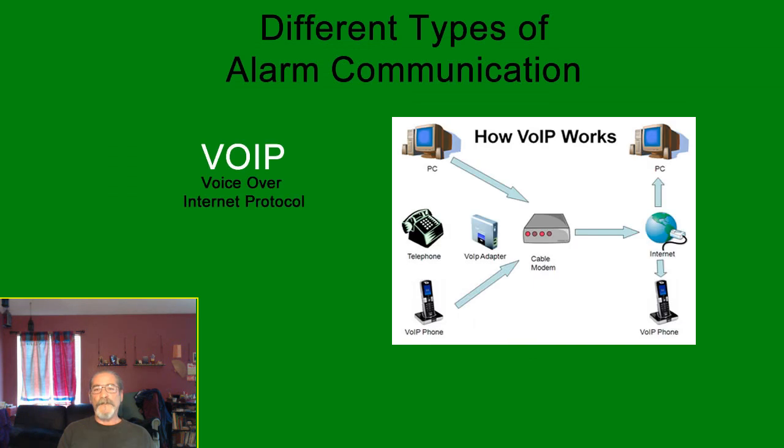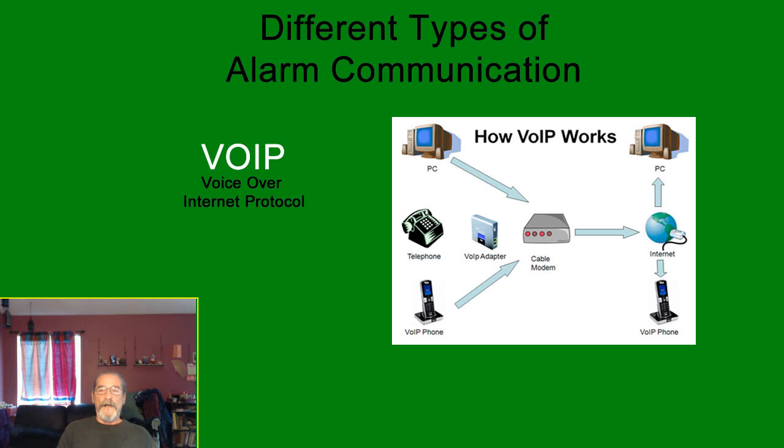Next type is your VoIP. That's Voice over Internet Protocol. Basically, that uses your internet to transmit that same line that the POTS line used to. Problem with the POTS line and the VoIP sometimes has a latency problem where the information can get garbled to the other end.